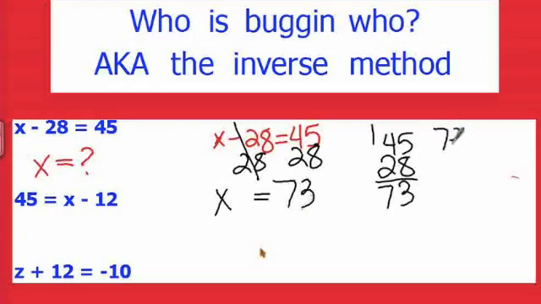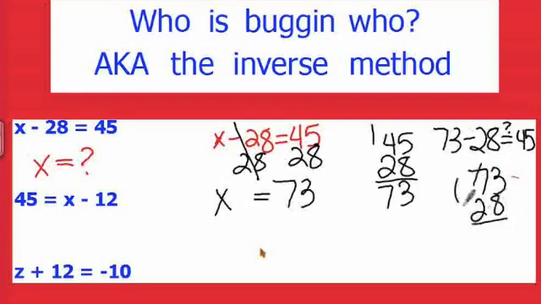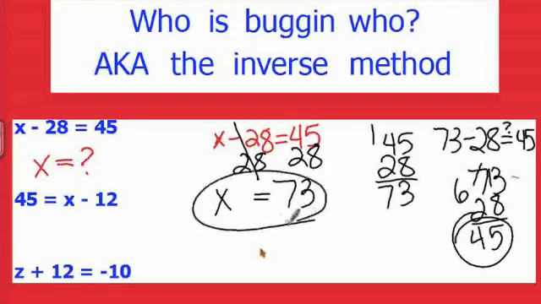I can go and check this now. If I write 73 instead of x, 73 minus 28 should give me 45. Let me check. 73 minus 28. And yes, 45 is the answer, so I know that x is equal to 73. By adding the 28 to both sides, this is the inverse method, because instead of having negative 28, I now have my positive 28.